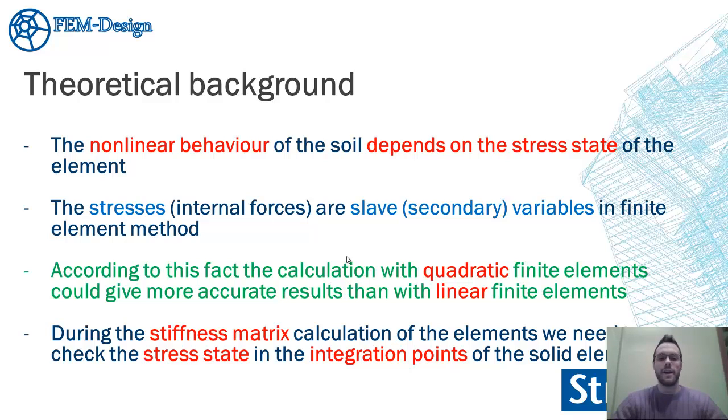So you can see here that the nonlinear behavior of the soil depends on the stress state, as I said before, and the stresses, the internal forces, are the slave variables, the secondary variables in the finite element method. So according to this fact, when we make a calculation with quadratic finite elements, the quadratic finite elements could give more accurate results than the linear shape function elements, because with the quadratic finite elements we can get the secondary variable stress values in a more accurate way.